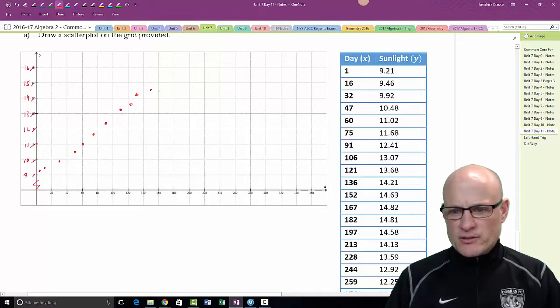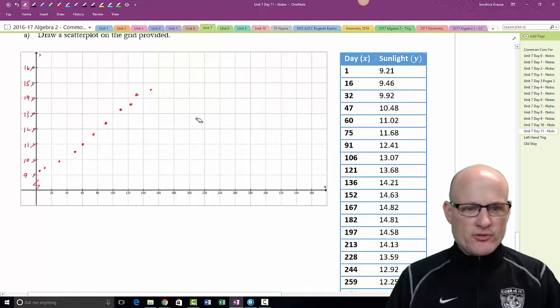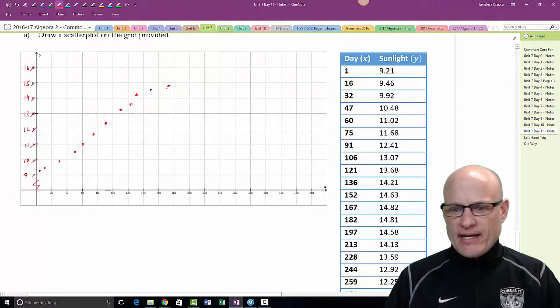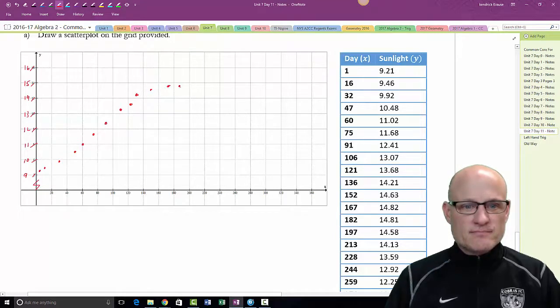That was at 152. Yeah, that's about right. 152. And at 167, I'm at 14.9. 167, I'm at 14.8. And 182, I'm also at 14.8. And at 197, which is right about here, I'm at 14.6.